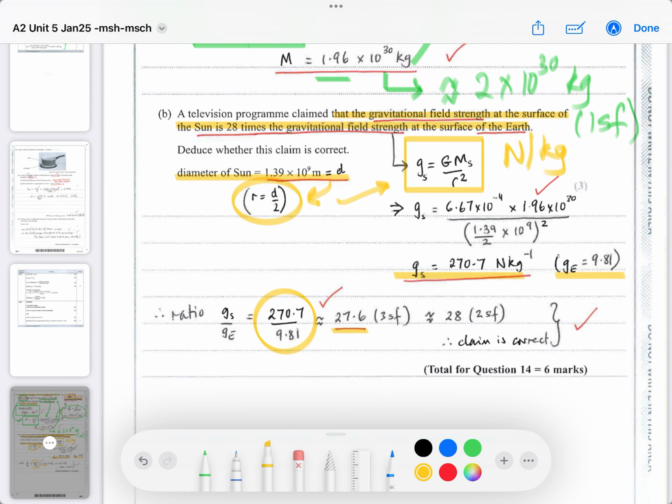So yes, what are they asking for? 28 times. They're asking for show that it's 28 times. So it's another show that, except they say deduce. So we have deduced it. Okay, so the claim is correct. Again, I do accurately to 3 significant figures, and then in this case, rounding to 2 significant figures because they want to show that it's approximately 28 times. They could have said show that it's approximately 30 times, and obviously to 1 significant figure, it's approximately 30. And there's another 6 marks done.